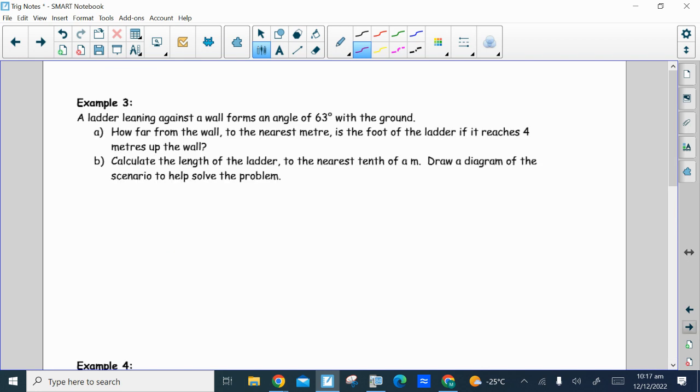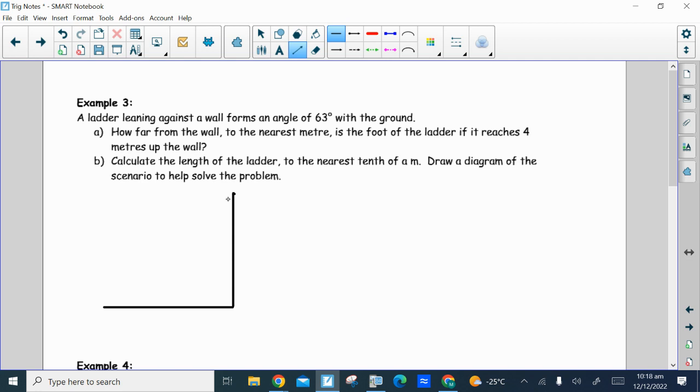Example 3: a ladder leaning against the wall forms an angle of 63 degrees with the ground. So we're going to draw a right triangle. You can only use Pythagorean theorem and SOHCAHTOA if you have a right triangle. Sometimes the diagrams are given to us, sometimes we've got to draw our diagram. In this case, we have to make an assumption that the ground and the wall are perpendicular to each other. They form a right angle. So the ladder is the hypotenuse. It's leaning against the wall, and it makes an angle of 63 degrees with the ground. So that's at the bottom. The ground is at the bottom.